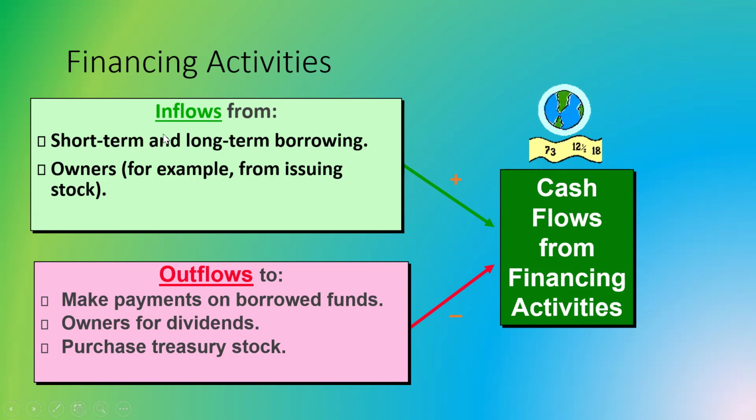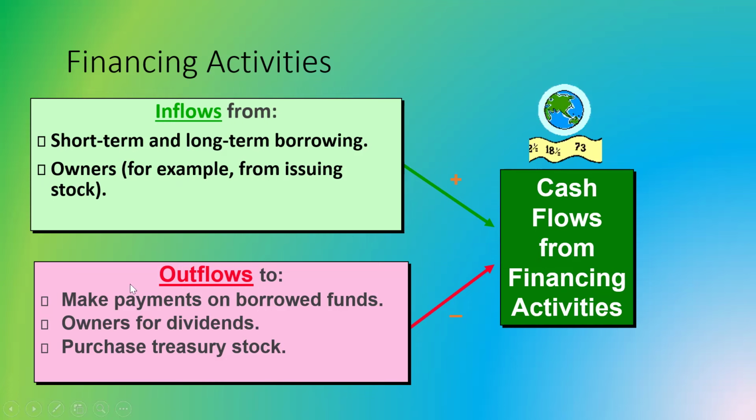The first one is short term and long term borrowings. This is the cash received when a company takes out loans or issues bonds, whether for a short period of time or a long period of time. Borrowings provide the company with cash that can be used to fund its operations, expansions or other needs. Likewise, whenever a company issues new shares of stock, it raises money from investors. So this represents cash inflows from shareholders who buy the new shares.